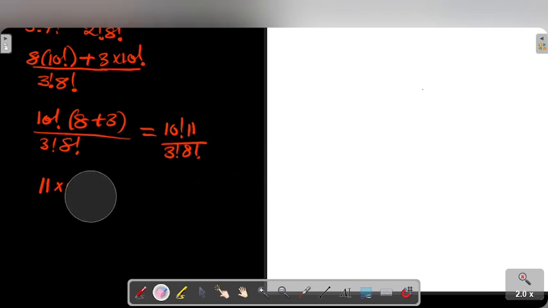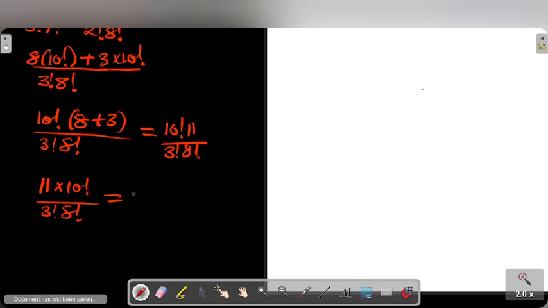Okay, so this will tell us, since now we have 11 times 10 factorial over 3 factorial 8 factorial. Remember we have 11 times 10. 10 can be written as 10 times 9 times 8 up to 1. So you have 11 times 10 times 9 times 8 up to 1. So that can be combined and say this is 11 factorial over 3 factorial 8 factorial.